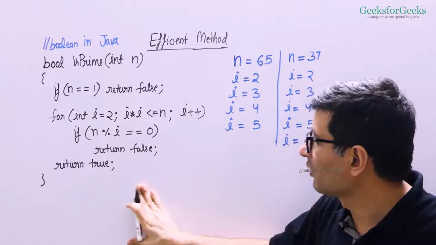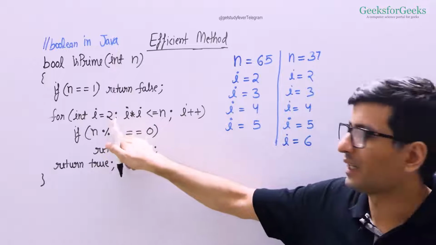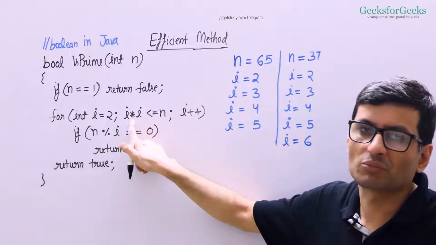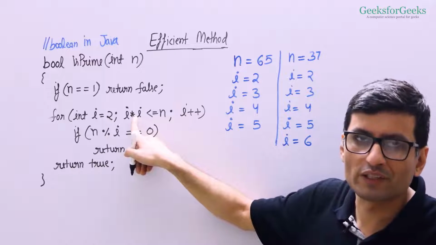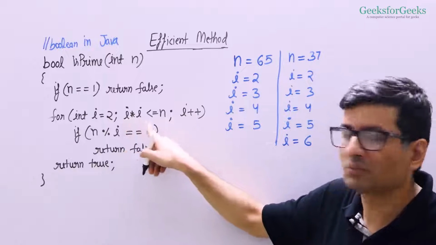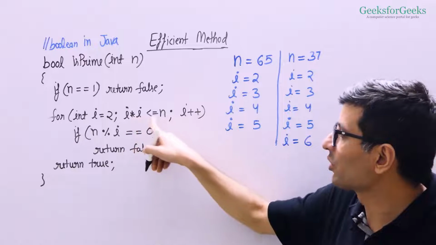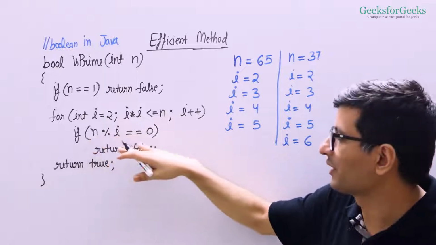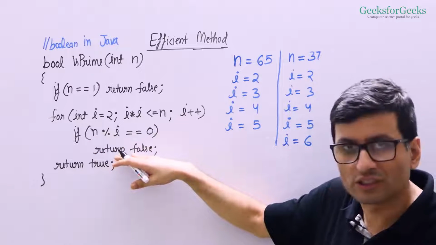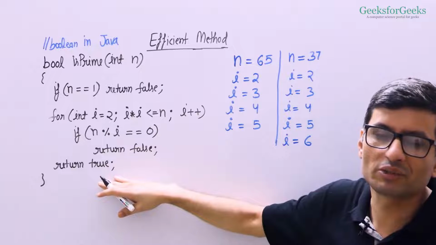So we begin a loop with i equal to 2 and we check while i into i is smaller than or equal to n. So rather than writing i is smaller than or equal to square root of n, I have written it the other way, i into i is smaller than or equal to n. So while this is true, we check if n is divisible by i. If it is divisible, we return false, it cannot be a prime number, otherwise we return true if we come out of the loop.